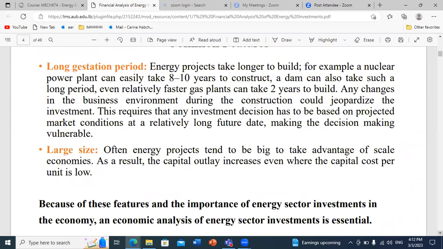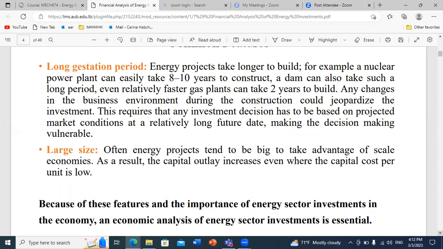Another aspect, as we said, is that energy projects need a lot of time to be built and implemented. So energy projects take longer to build. For example, a nuclear power plant can easily take 8 to 10 years to construct. So imagine the amount of time you will spend before you can start to benefit from your power plant.